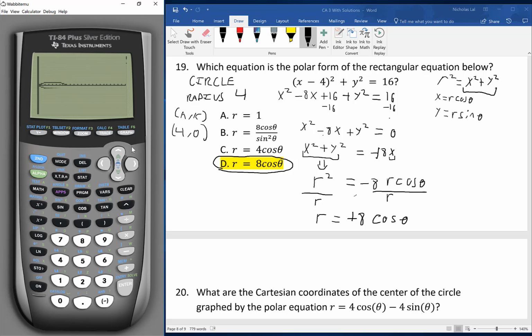Graph that. Let's do zoom standard. All right, this is really the only option for r is equal to 8 times the cosine of theta. This is a circle with the center at 4, 0. So if you can do the algebra, or you can just know how to interpret this, both will give you the correct answer. All right, moving on to 20.